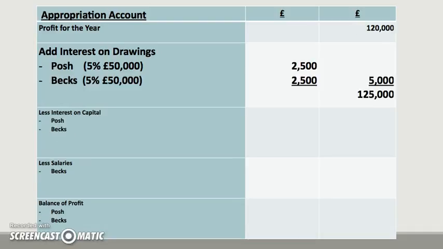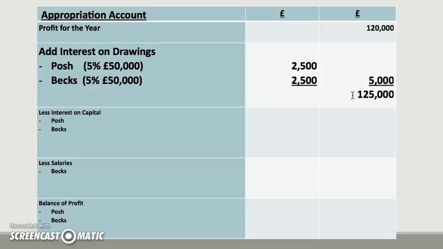But before we get to share it out, remember that the partners have got to be penalised for taking out too much as drawings during the year. You'll see they've agreed that they will individually be charged 5% on their drawings. So Posh has taken out £50,000 on her drawings during the year, and Bex has taken the same amount. And so the business is going to receive back from them 5% of those figures as extra income. So the partners are paying that back into the business, which means extra income for the partnership business, and therefore the profit for the business has gone up to £125,000.